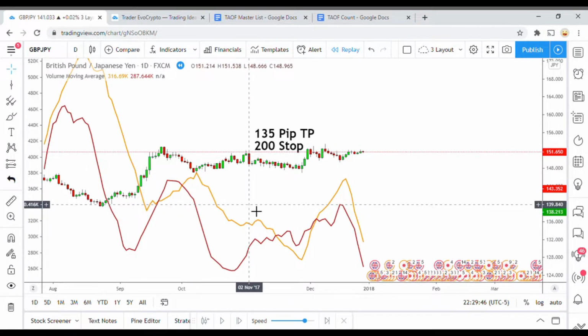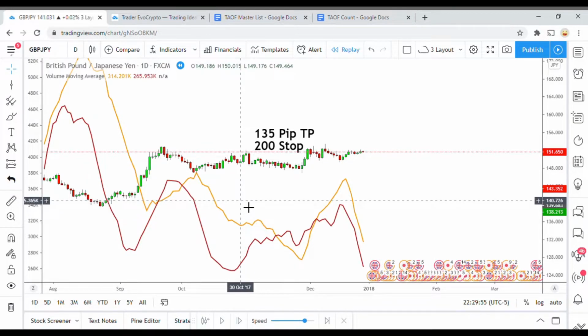Now, for those of you out there who like to play around with the coding of PineScript, I know just enough to be dangerous, and so I'm not really sure if it's even possible to do so.